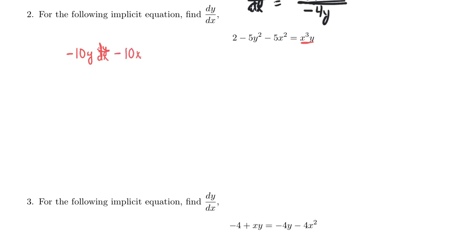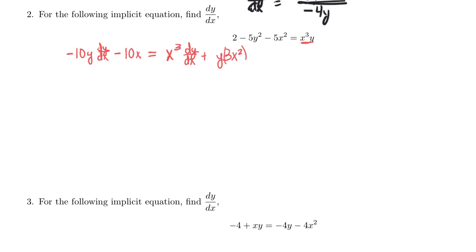All right, but like I said, on the right-hand side, we do the product rule. So I keep x cubed the same. The derivative of y is just dy dx. Then I keep y the same. The derivative of x is 3x squared.